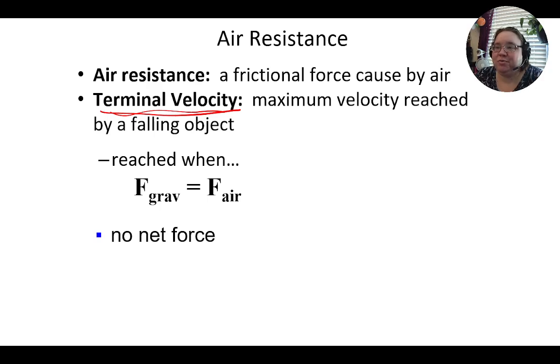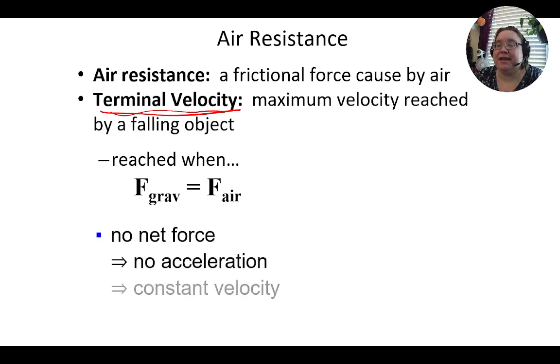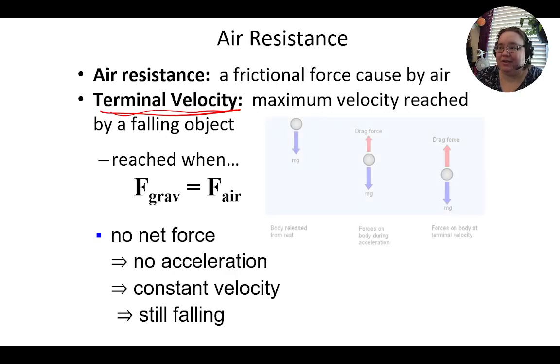Now, when you have terminal velocity, you have no net force. That doesn't mean you're not moving. It just means you're not speeding up. Your velocity is constant, but you're still falling. Now, here on Earth, everything that we deal with has air resistance. So we can't actually see this in play where objects will hit the ground at the same time.